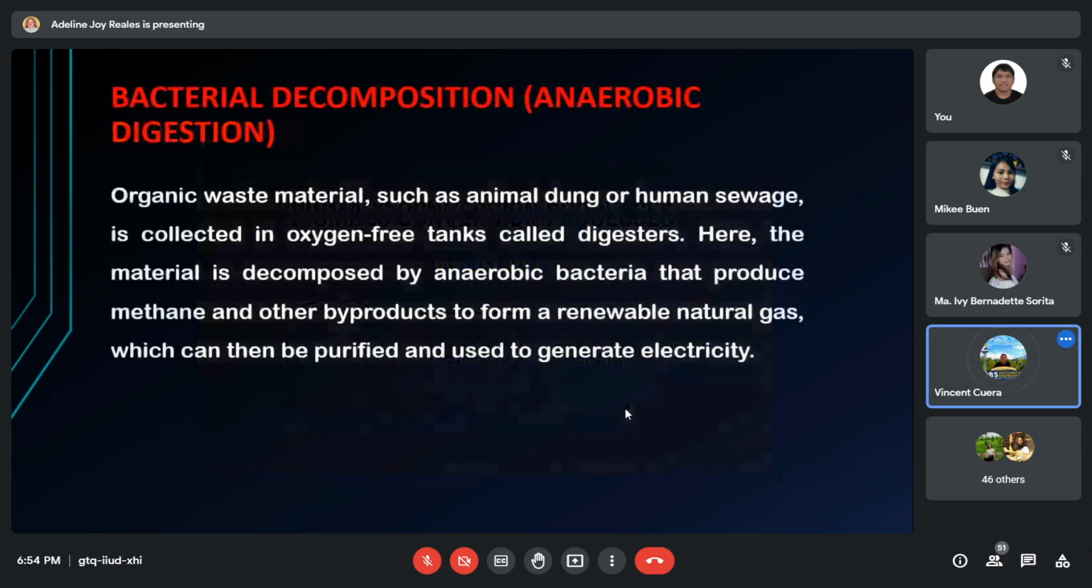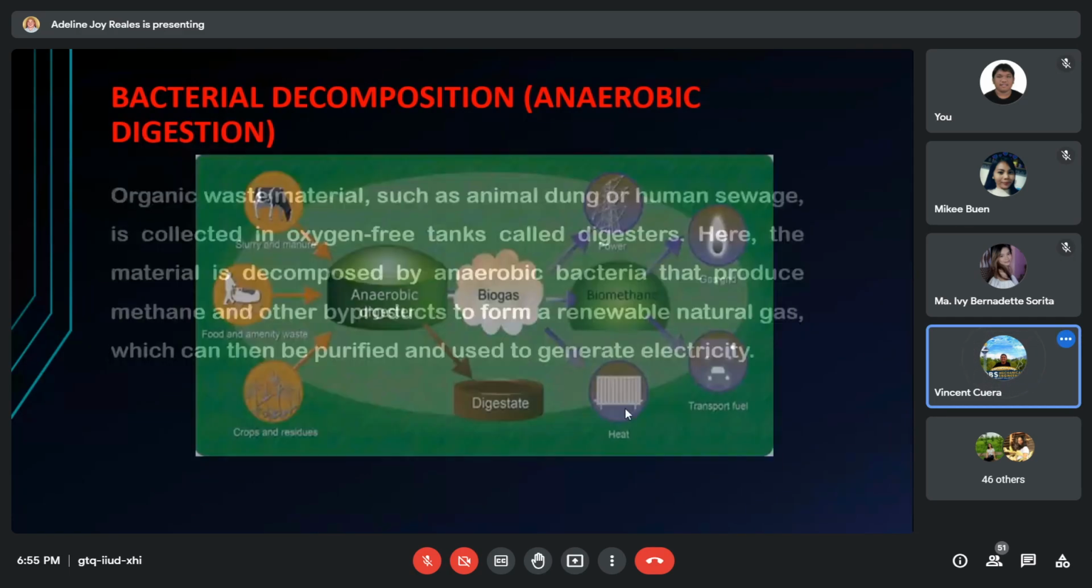So the second process po is the bacterial decomposition or anaerobic digestion. Organic waste material such as animal dung or human sewage is collected in an oxygen-free tank called a digester. Here, the material is decomposed by anaerobic bacteria that produce methane and other byproducts to form a renewable natural gas, which can then be purified and used to generate electricity.